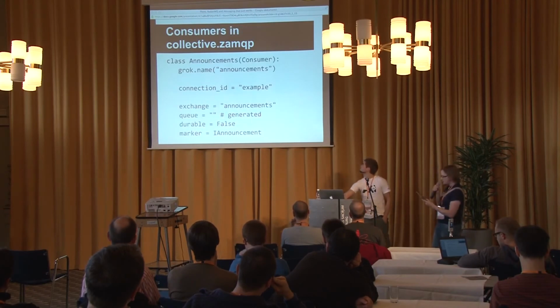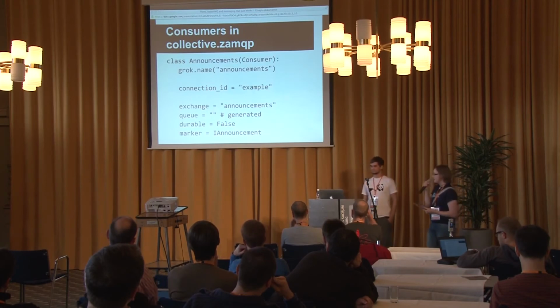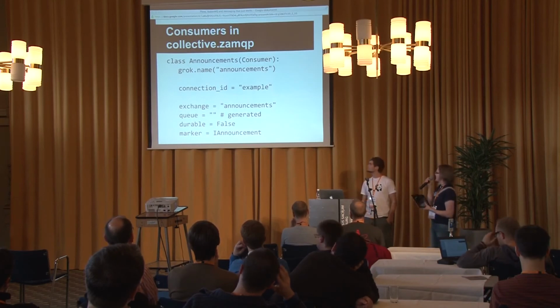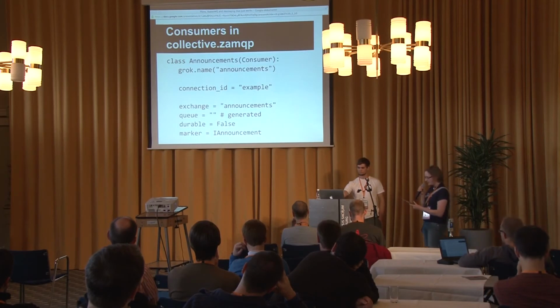And consumer utilities are much like producing utilities. They have almost the same parameters. They have a little different defaults, but again, they are quite easy to define. And we have some examples at the end on GitHub also, what we have done and how you can use this.